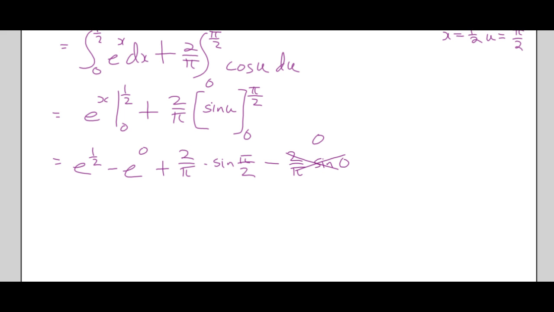That's just 0. That's a 1. That's a 1. So we got e to the half minus 1 plus 2 over pi minus 0. I guess you don't need to write that. So that's it. E to the half minus 1 plus 2 over pi. Plus c. Nope. No plus c. It's definitely no plus c.